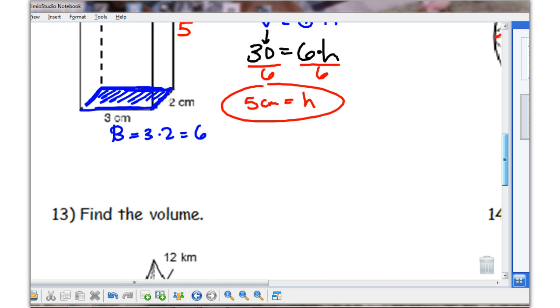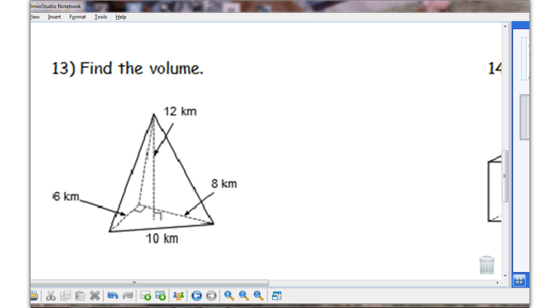Number 13. Find the volume. This one, if we look at the base here, we have an actual triangular base. So this is a triangular pyramid. So the formula for a pyramid, remember that 3 pyramids will actually fill up a prism. So we'll take that prism formula, area of the base times height, but multiply it by 1/3, or divide by 3 at the end.